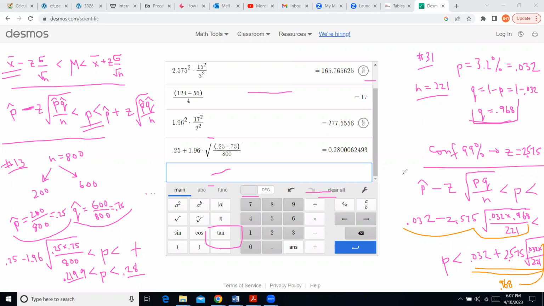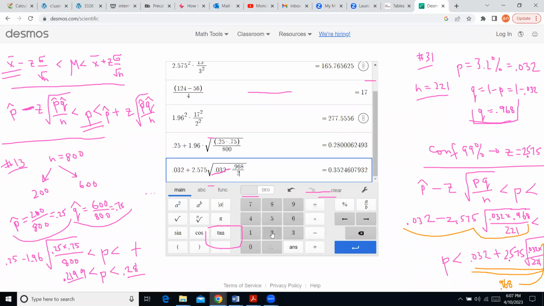So let me just enter the numbers, and you can enter it right away for the other end. Plus sign, 2.575, and then a square root next to it, 0.032 times 0.968 divided by 221. So my right end came out to be 6%.